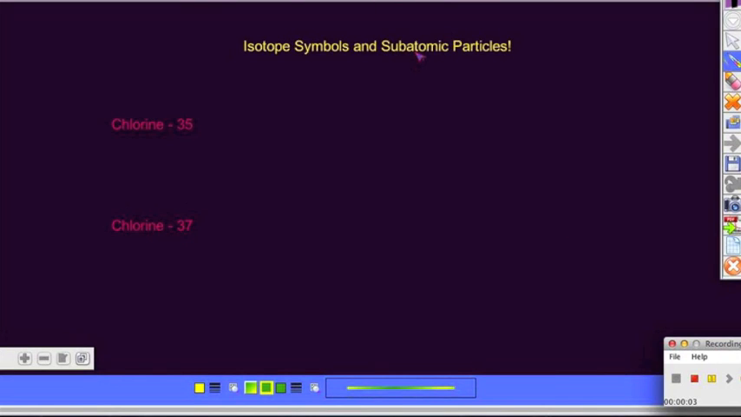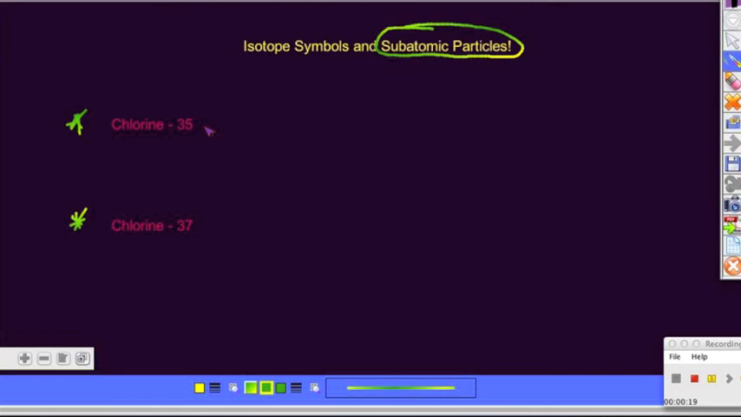Here we have a situation where we're going to actually determine how many subatomic particles are in an atom. Our two examples here are chlorine-35 and chlorine-37, two isotopes of chlorine that have different masses.